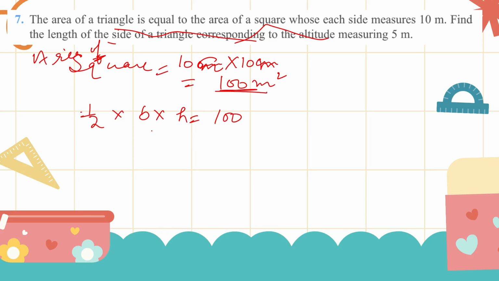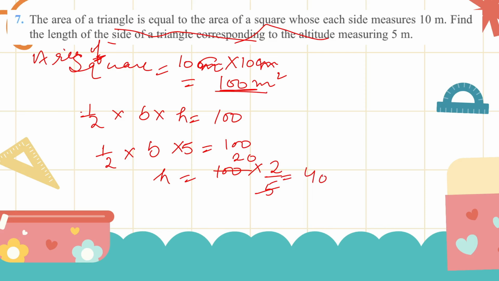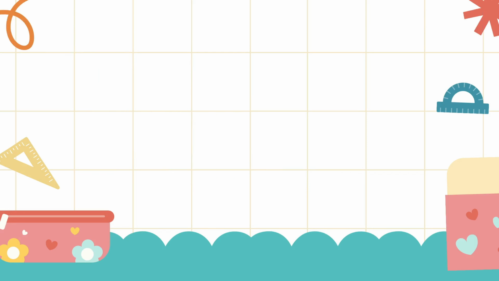And the formula is half into base into height. Now what is the altitude given? We need to find the side. It means we need to find the base. We will put it as B as it is. And the altitude, height means 5, equals 100. We will cut it by taking it to the other side. 5 is cut with 100. 5 will be cut. That is 40 meters. So the height or altitude, which is the same, is 40 meters.